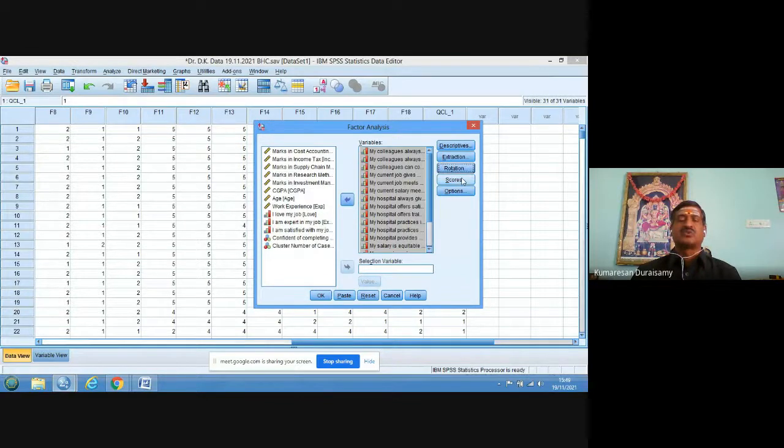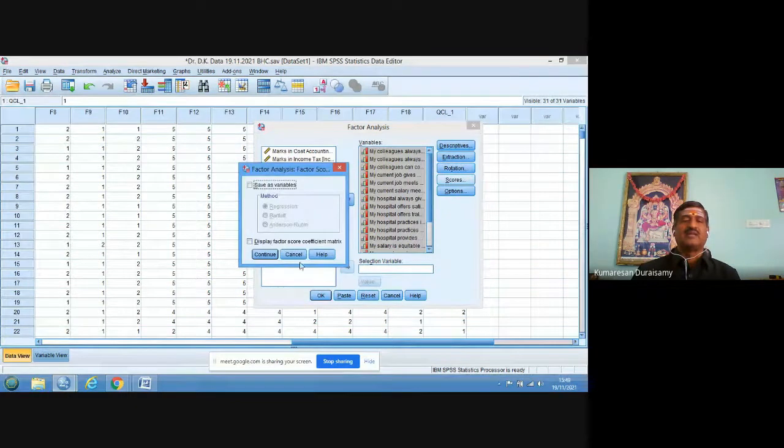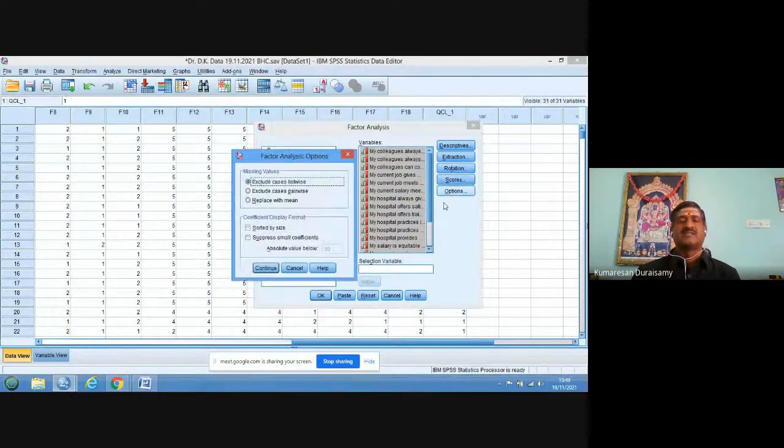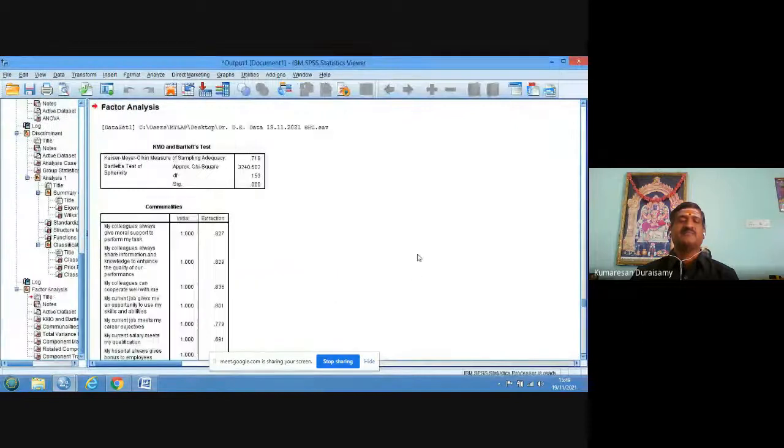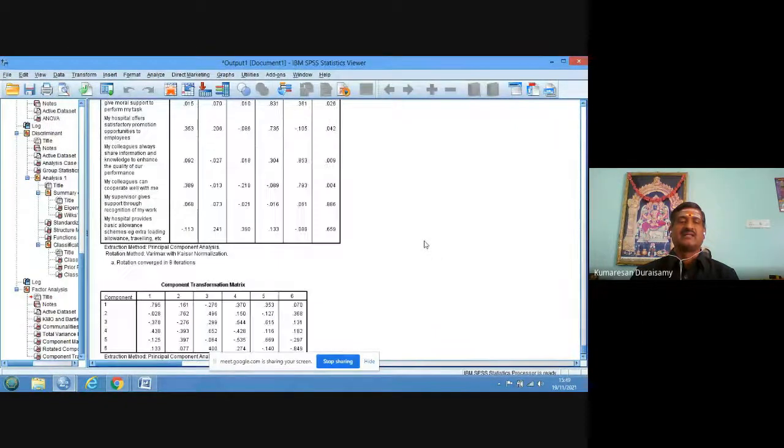Then regarding the scores, we do not do anything, right? We need not do anything here. Go to Options. Here you select the first one, coefficient display format. Select sorted by size. Continue. Now click OK. So these are the results.